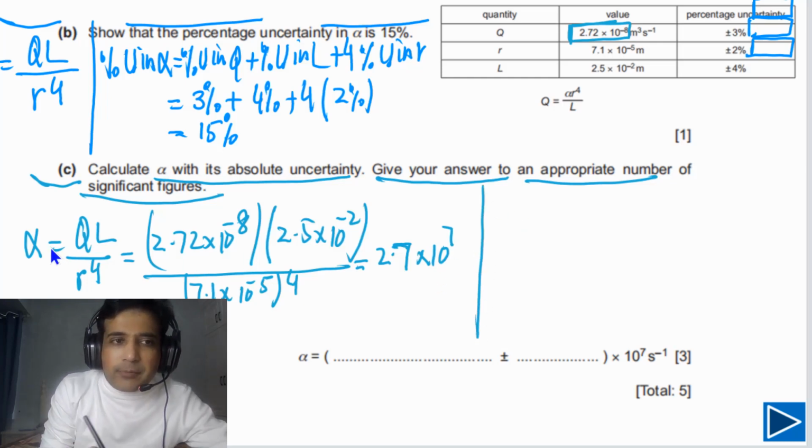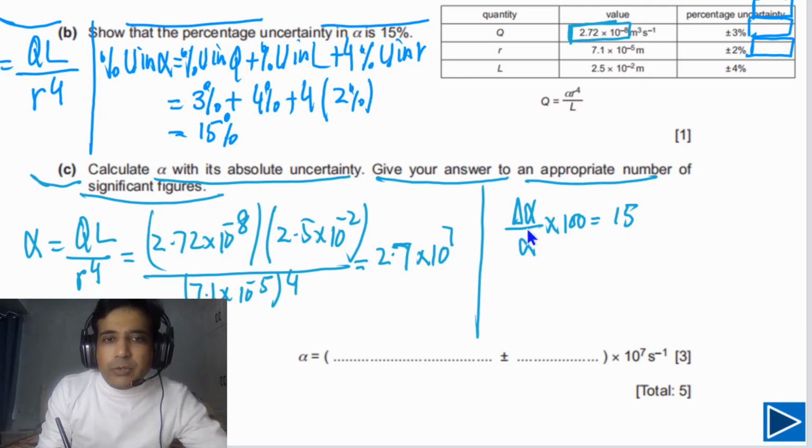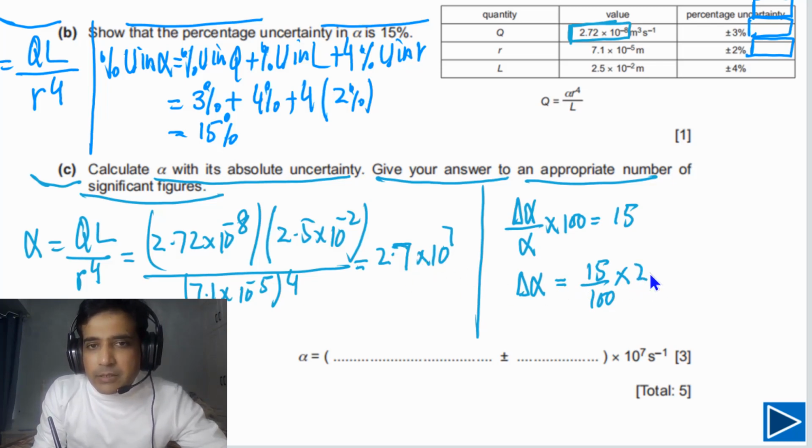Now we need to calculate the absolute uncertainty in alpha. For alpha, we have already calculated the percentage uncertainty in alpha. Percentage uncertainty means this is multiplied by 100. And we have found that it is equal to 15. So we need to calculate delta alpha. So this is the absolute uncertainty. First of all, we have to divide this one by 100, and then we need to multiply this one with the value of alpha. And the exact value of alpha is 2.68 times 10 to 7. So if you multiply this one, the final answer will be about 0.41 times 10 to 7.